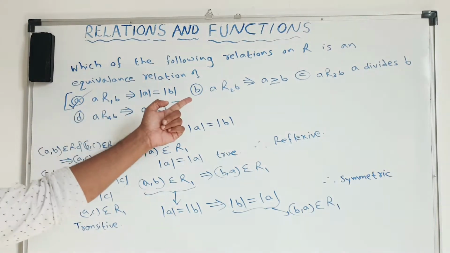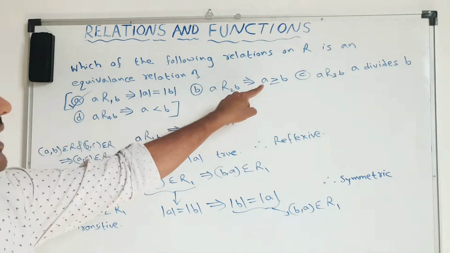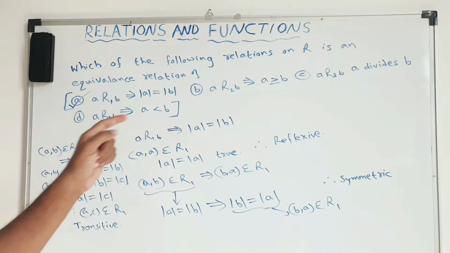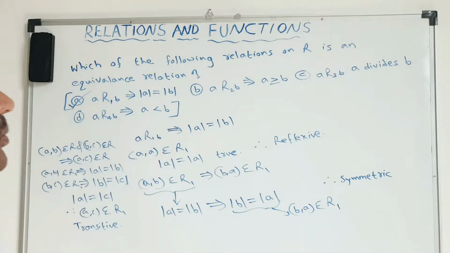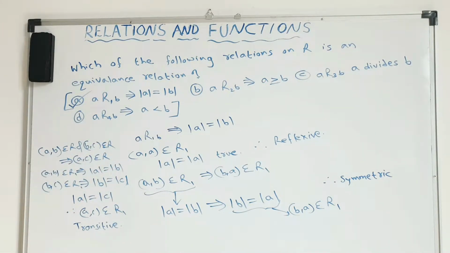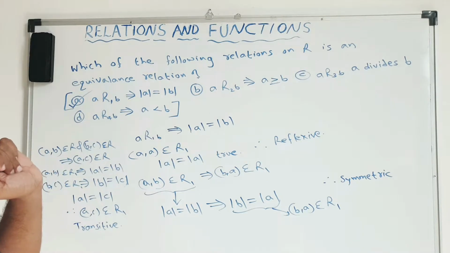Now, moving to B, we are just checking whether it is reflexive or not. (A, A), then A greater than or equal to A. It is true. A can be greater than or equal to A. So, it is reflexive. But for symmetric, if A is greater than or equal to B, it is not necessary that B will be greater than or equal to A. 4 is greater than or equal to 2, but 2 is not greater than or equal to 4. So, it is not symmetric. So, it is not an equivalence relation.